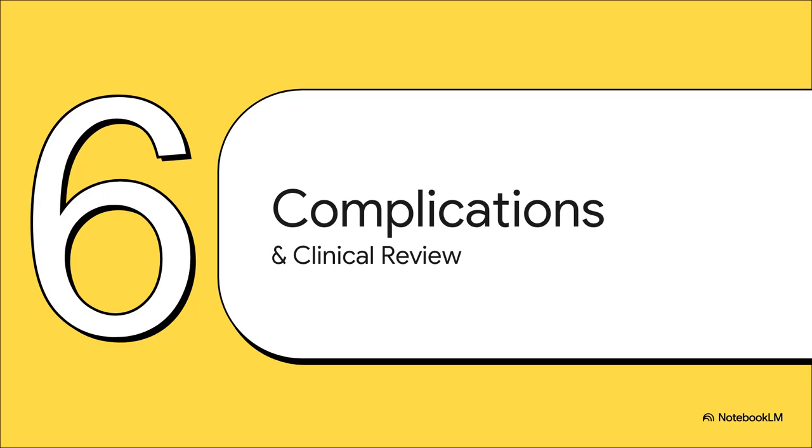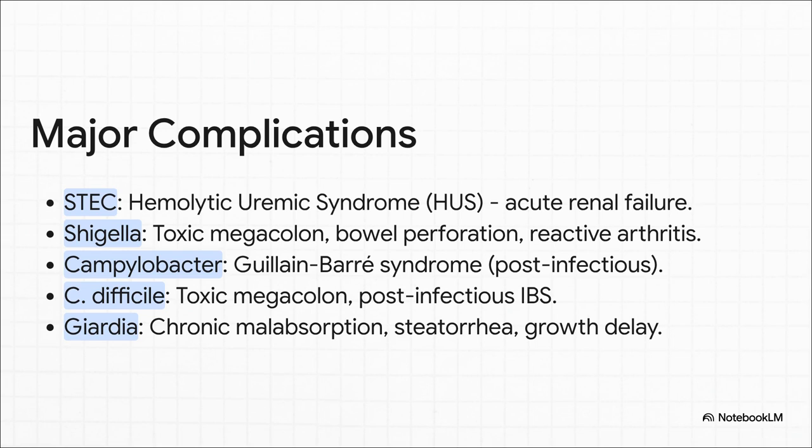All right, finally, let's address the potential long-term consequences of these infections and take a moment to review and consolidate what we've learned. This isn't just about a few days of discomfort. The potential long-term consequences, or sequelae, can be severe and are very pathogen-specific. We're talking about everything from the acute renal failure of HUS to the neurologic paralysis of Guillain-Barré syndrome. These potential complications show exactly why accurate diagnosis and timely, appropriate management are so incredibly critical.